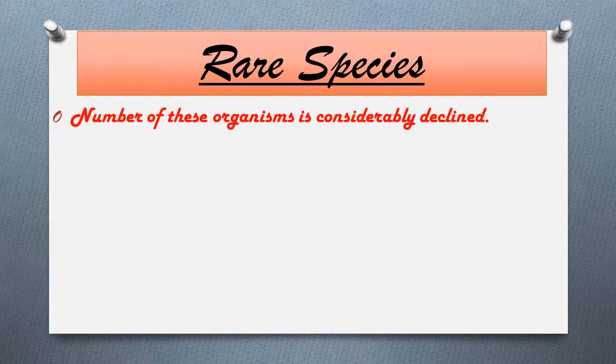Alright, now next is rare species. So what are these? Students, the number of these organisms has considerably declined, and species can be considered rare when they have a small population size or restricted geographical ranges. That means again deforestation is a major reason for rare species, because if the habitat of a particular organism becomes less, then where can they survive? So this is a major reason for rare species.